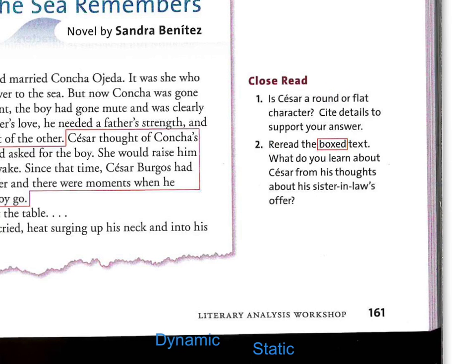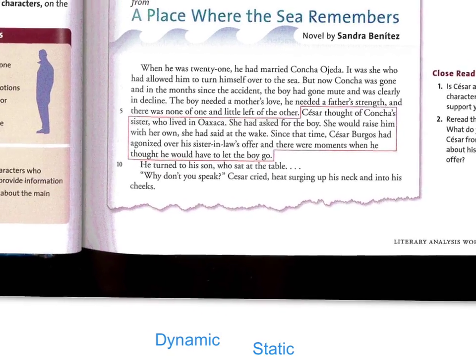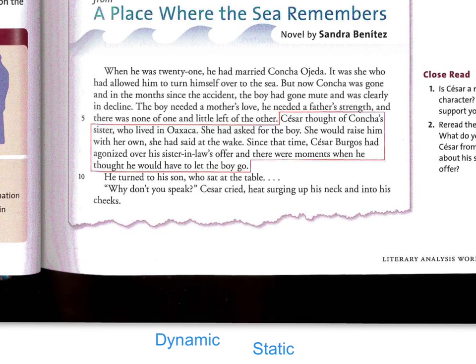Reread the boxed text. What do you learn about Cesar from his thoughts about his sister-in-law's offer? He thought of Concha's sister who lived in Oaxaca. She'd asked for the boy. She would raise him with her own, she had said at the wake. Since that time, Cesar Burgos had agonized.